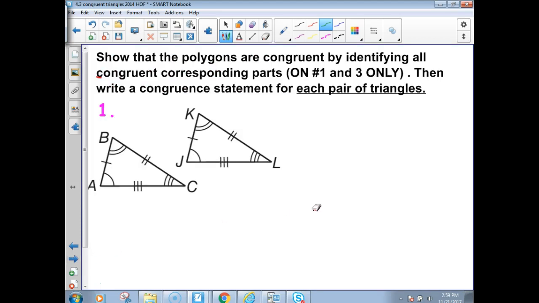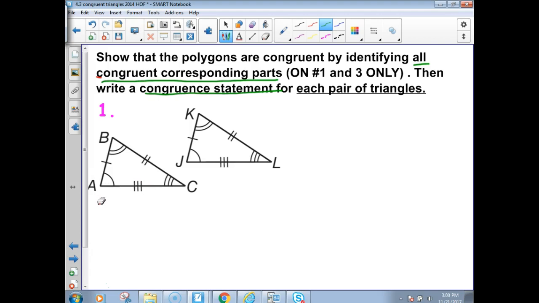Here we go. Number 1, finally. It says, show that the polygons are congruent by identifying all congruent corresponding parts. All of the corresponding parts. And we only have to do that for number 1 and number 3. Then write a congruent statement for each pair of triangles. So we're going to always write the congruent statement, but only for number 1 and 3, we're going to write out all the parts. All right, so let's go ahead and start with the angles.